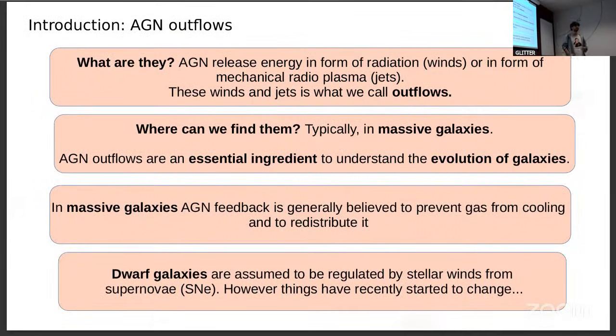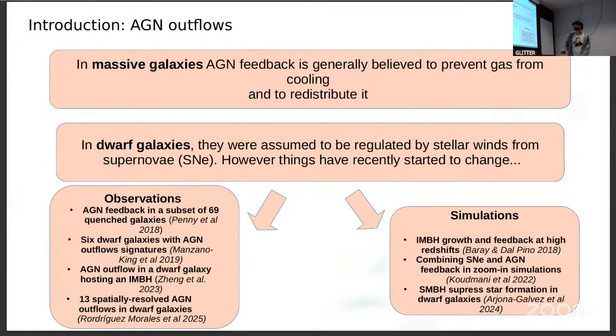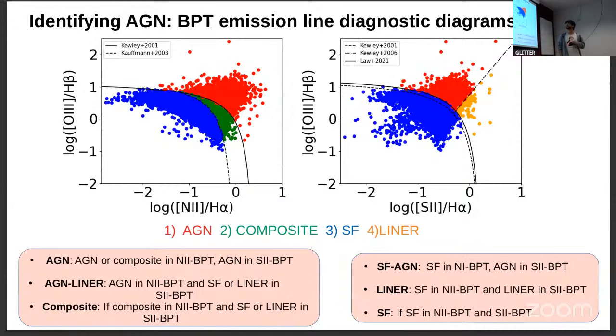In dwarf galaxies, the star formation is assumed to be regulated by stellar winds coming from supernovae, but things have recently started to change. We have observations and simulations providing several pieces of evidence of AGN outflows and feedback in dwarf galaxies. So we are talking about AGN outflows, so we need to know how we can identify AGN.